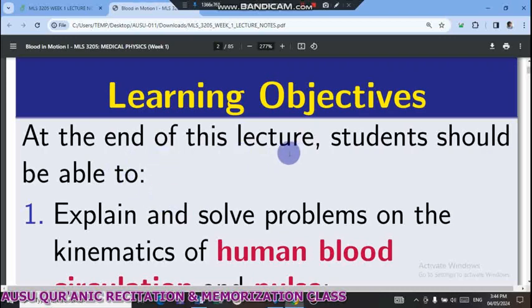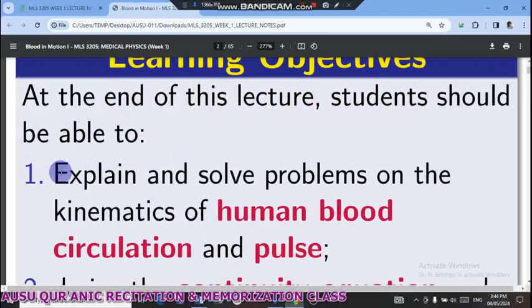At the end of this lecture, students should be able to, these are activities that you should be able to do after attending class or after watching this video. Okay, the first thing you should be able to do is explain and solve mathematical problems on the kinematics of human blood circulation and pulse. You should explain human blood circulation using kinematics.